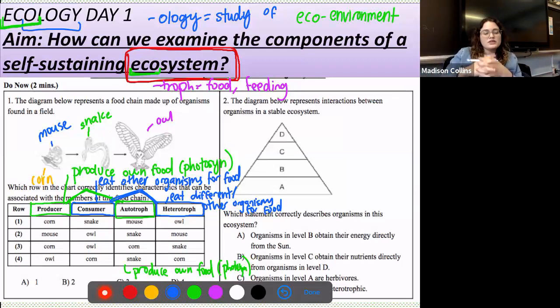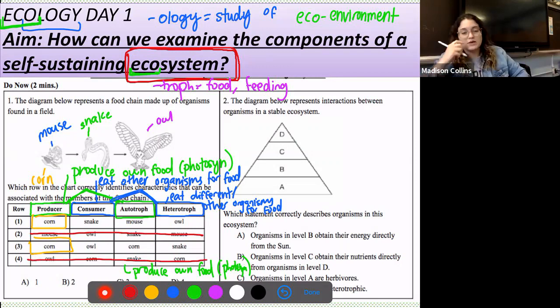So now let's figure out what this means. So the first column we're looking at are the producers. And we're given corn, mouse, corn, and owl. Now, two of these organisms cannot undergo photosynthesis. And obviously, that's going to be the corn, right? No, corn's a plant. So corn can photosynthesize, which means we're going to eliminate mouse and owl. Those are going to be consumers, not producers. Okay, so then moving on to the next column, we're looking at consumers, but snake and owl are both consumers.